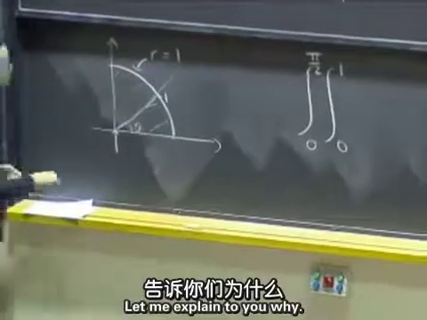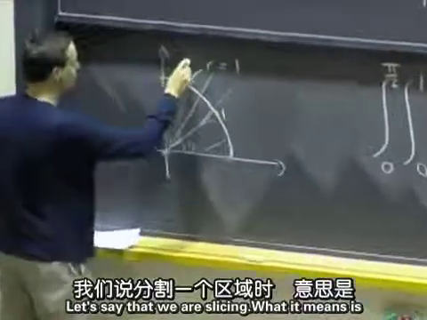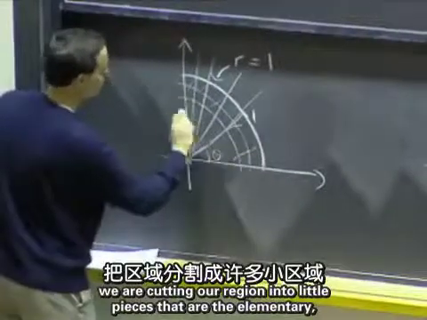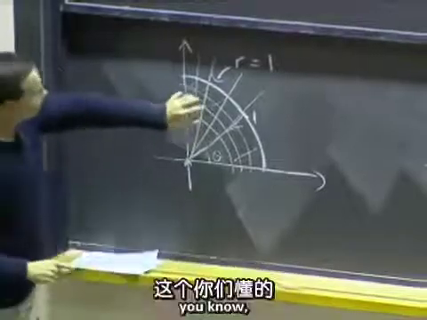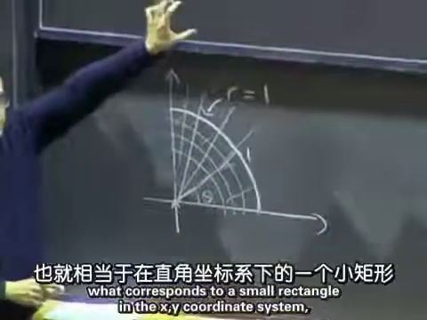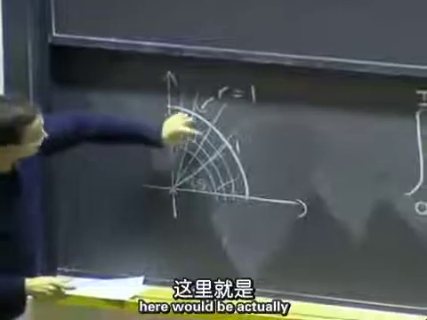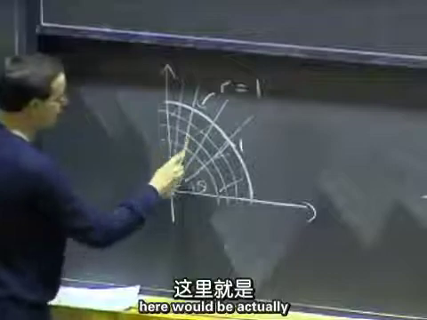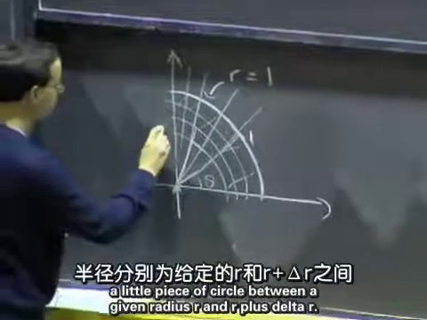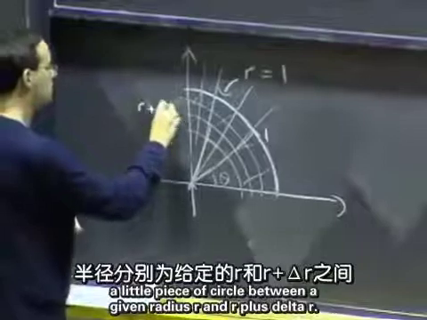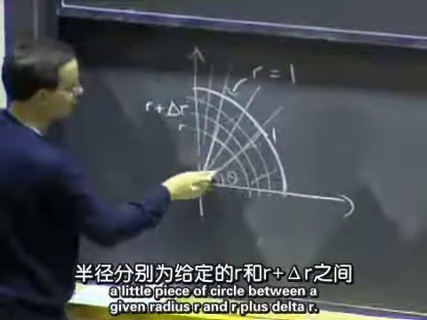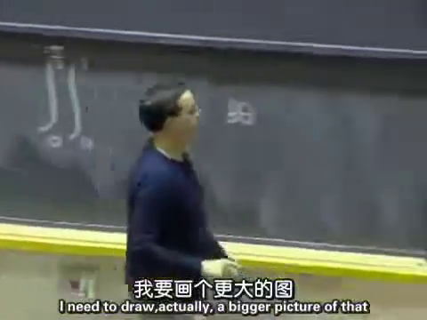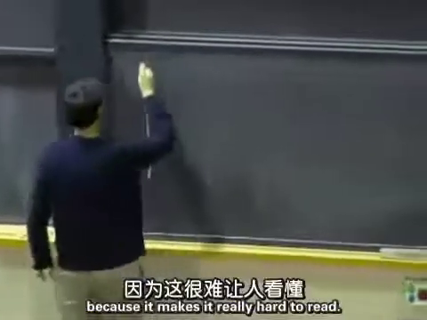Okay? So let's say that we are slicing, what it means really is that we are cutting our region into little pieces. What corresponds to a small rectangle in the xy coordinate system would be a little piece of circle between a given radius r and r plus delta r, and between an angle theta and theta plus delta theta. Okay, so I need to draw a bigger picture of that. It makes it really hard to read.